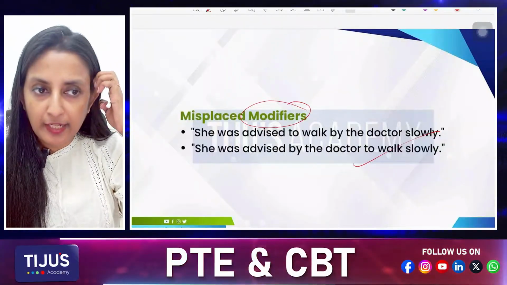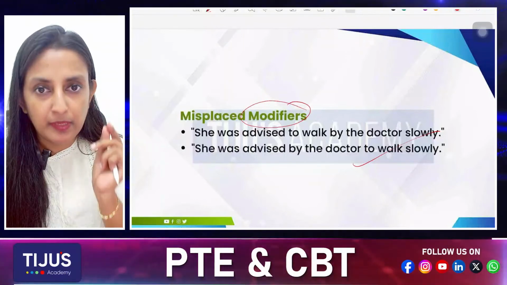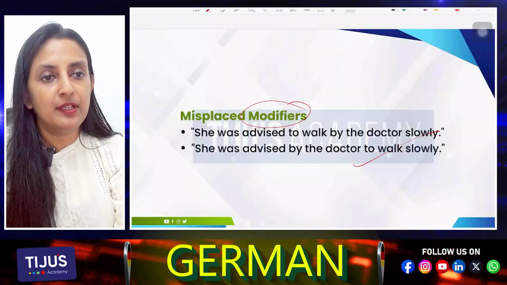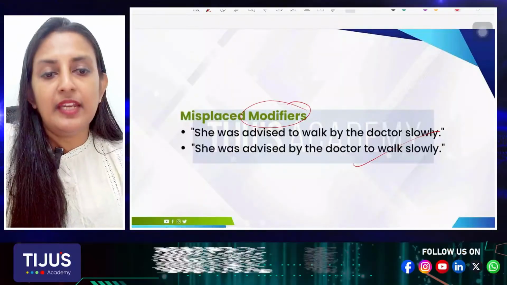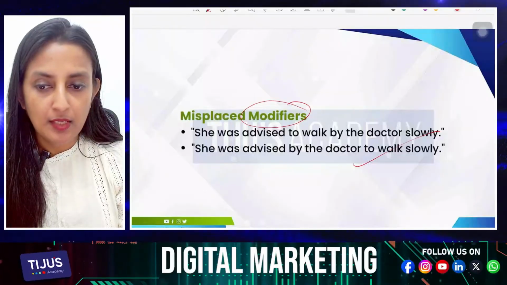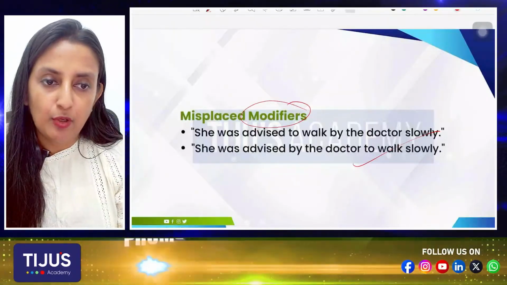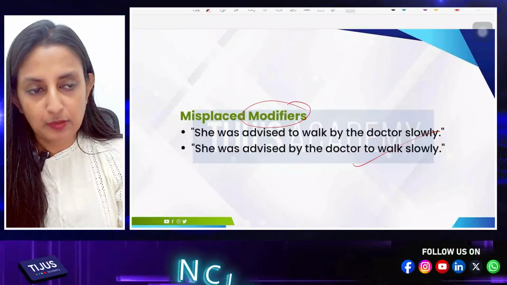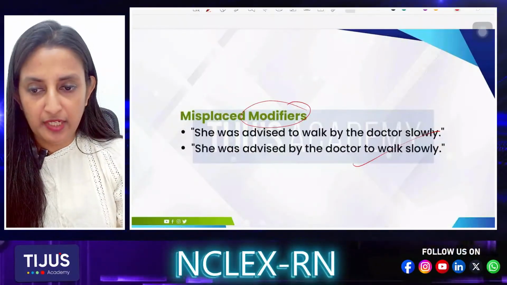So when we are using a modifier, you have to be very much accurate with its positioning. That is the mistake that happened in the very first statement. Let's see the very first statement. She was advised to walk slowly by the doctor. That is also correct. She was advised by the doctor to walk slowly. That is also correct. That is also correct, Anusha.